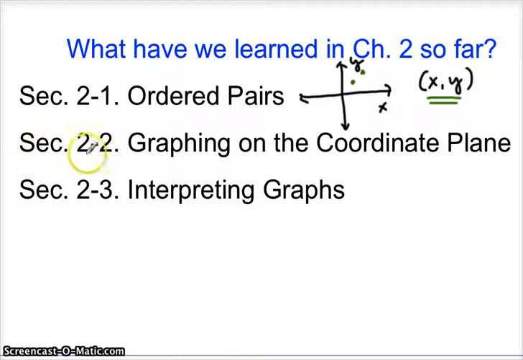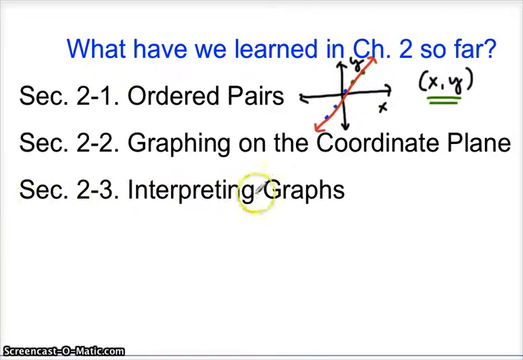In section 2-2, we talked about graphing on the coordinate plane. So what we did here is not only did we graph ordered pairs, we graphed multiple ordered pairs, and most of the shapes we created were lines through them. So we sort of connected the dots and noticed relations in the coordinate plane.